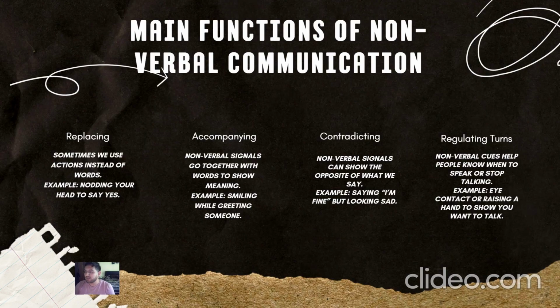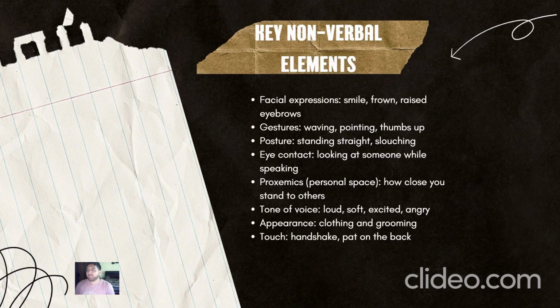The last function of nonverbal communication is regulating turns. Nonverbal cues help people know when to speak or stop talking, for example, eye contact or raising a hand to show you want to talk. Now, the key nonverbal elements. In facial expressions, you smile, frown, or raise eyebrows. In gestures, waving, pointing, or thumbs up. In the posture of the body, standing straight or slouching. In eye contact, looking at someone while speaking.